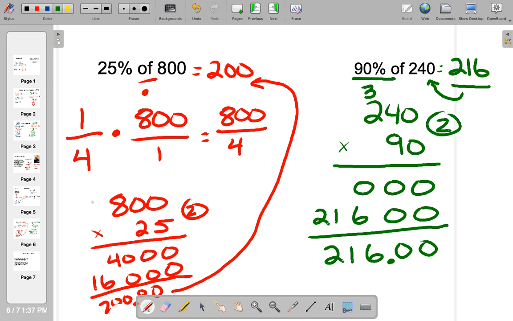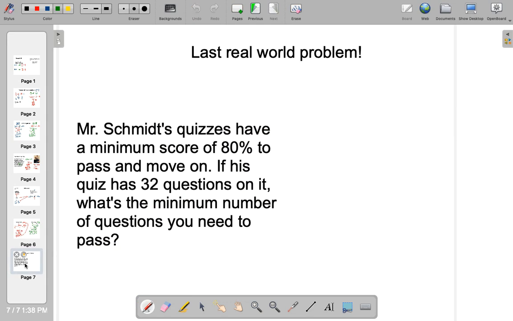Let's do one more real world problem here. Mr. Schmidt's quizzes have a minimum score of 80% to pass and move on. If his quiz has 32 questions on it, what is the minimum number of questions you need to get correct to pass? Now, what you could do is you could create a bunch of fractions here. I could just pick a number. I could maybe start with 24 out of 32.